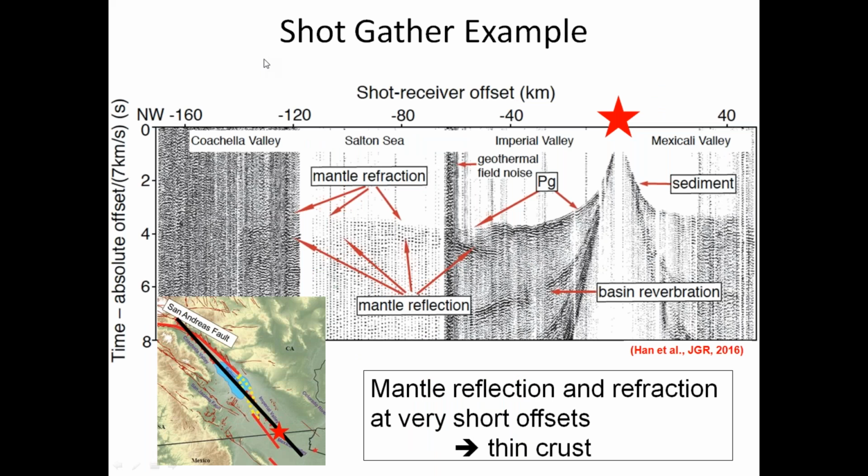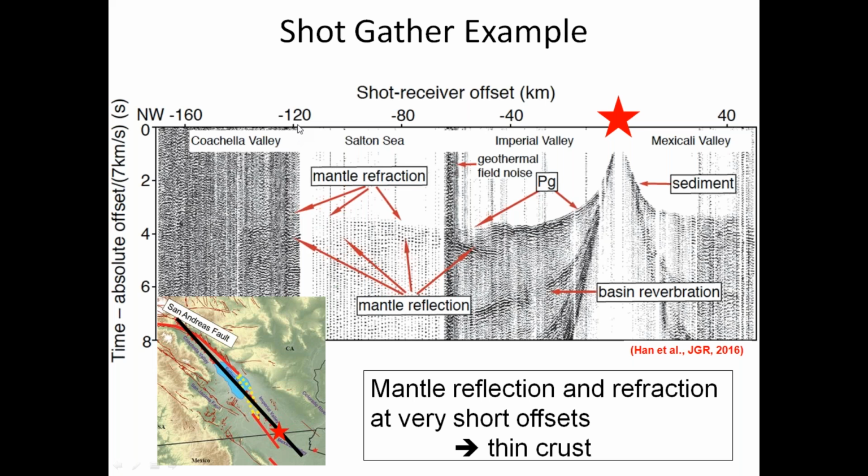Now let's look at some data constraining the rifting structure at greater depths. This shot point is at the U.S.-Mexico border, shown in the map along the thick black line, which is along the whole line, including Coachella Valley, Salton Sea, Imperial Valley, and the Mexicali Valley. Left is northwest, right is southeast. The time is reduced by 7 km per second, so any apparent velocity of 7 km per second will be flat.